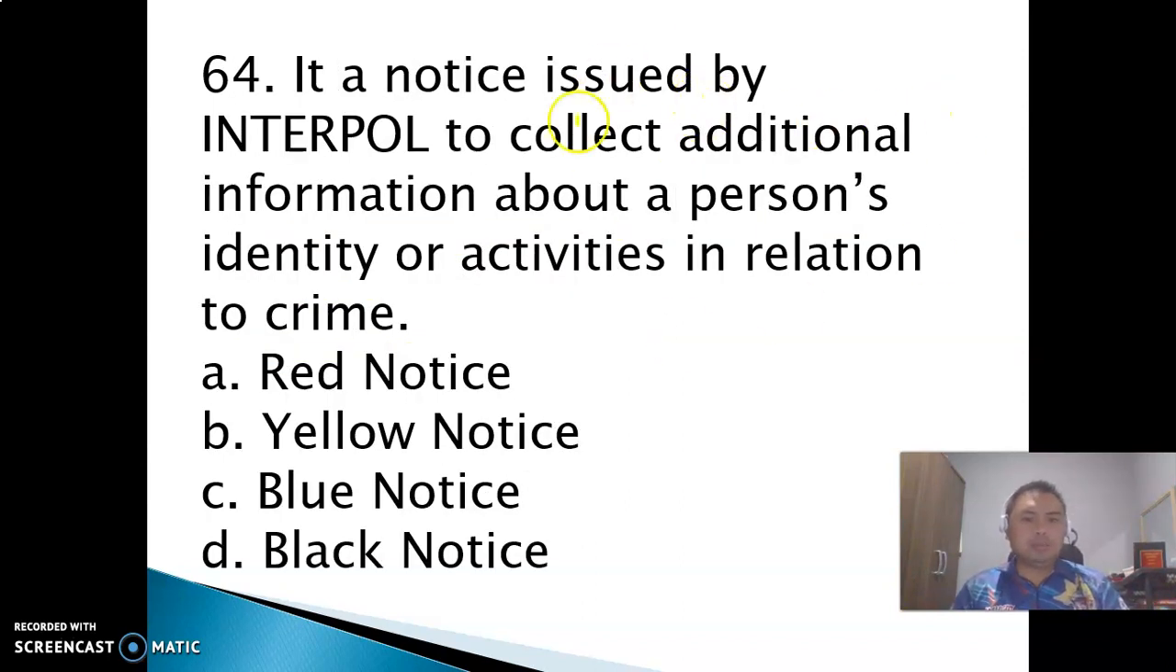64. A notice issued by Interpol to collect additional information about a person's identity or activities in relation to a crime. Is it red notice, yellow notice, blue notice, or black notice? So, of course, it is blue notice. Additional information about the person. Okay?